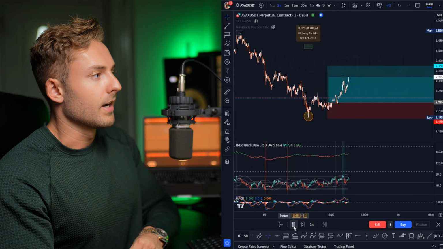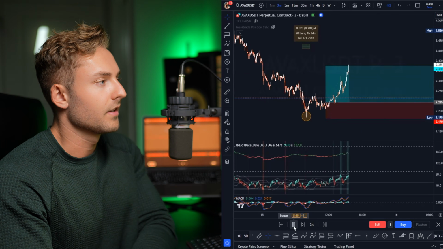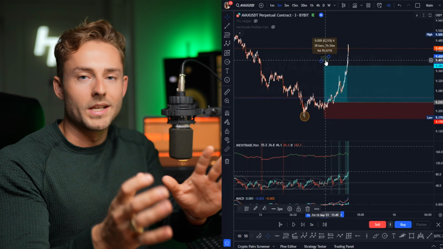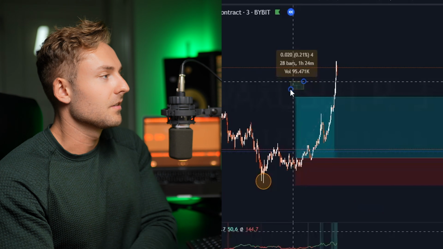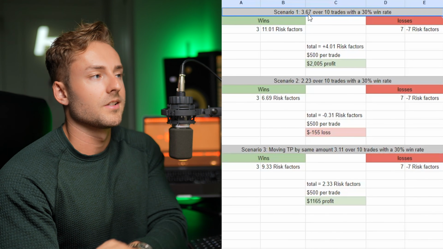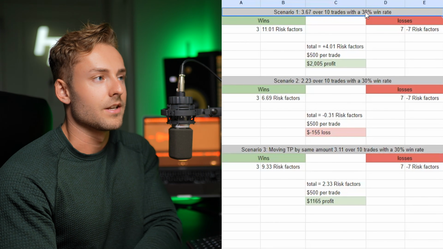All right, and you can see right here, trade goes full profit. And now we're closed out of the trade. Everything is good. So between these two entries, we only have a distance the size of this cube, but let's play these scenarios out over 10 trades. So scenario one is our original entry point down here. If we're making 3.67 risk factors over 10 trades, say we're only right 30% of the time.